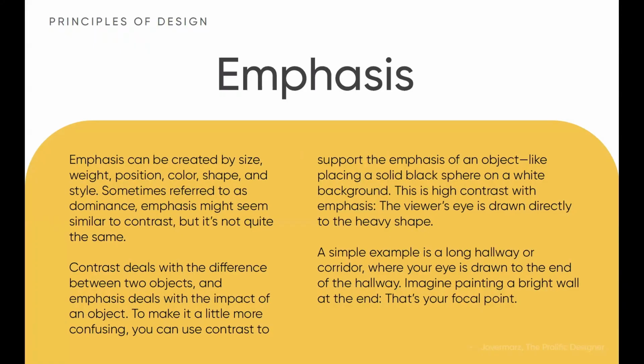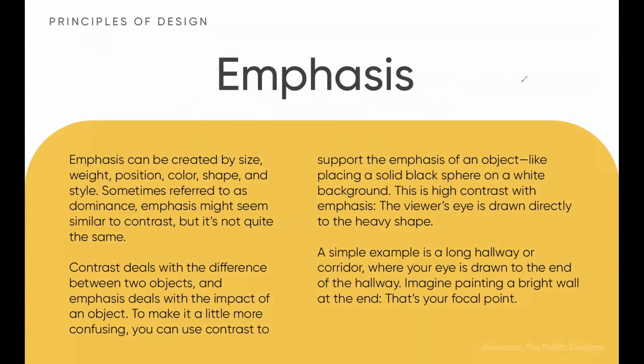You get it? Now, to make it a little bit less confusing, you can use contrast to support the emphasis of an object, like placing a solid black sphere in a white background. Just the same way you have this text emphasis written on a white space. You get? Give me a minute.